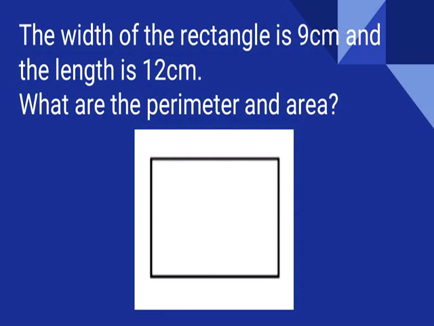So using that knowledge, can you now get a pen and paper or whiteboard and pen, and can you have a go answering the question on the screen? The width of the rectangle is 9 centimetres, the length is 12 centimetres. What are the perimeter and the area of that shape? So you can pause the video now and have a go, and when you resume, I'll go through that with you.